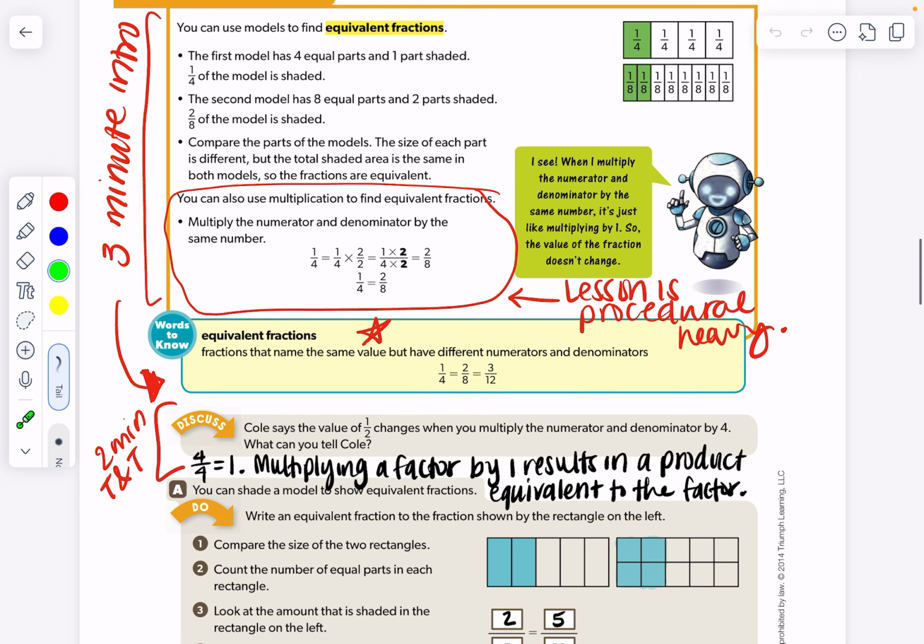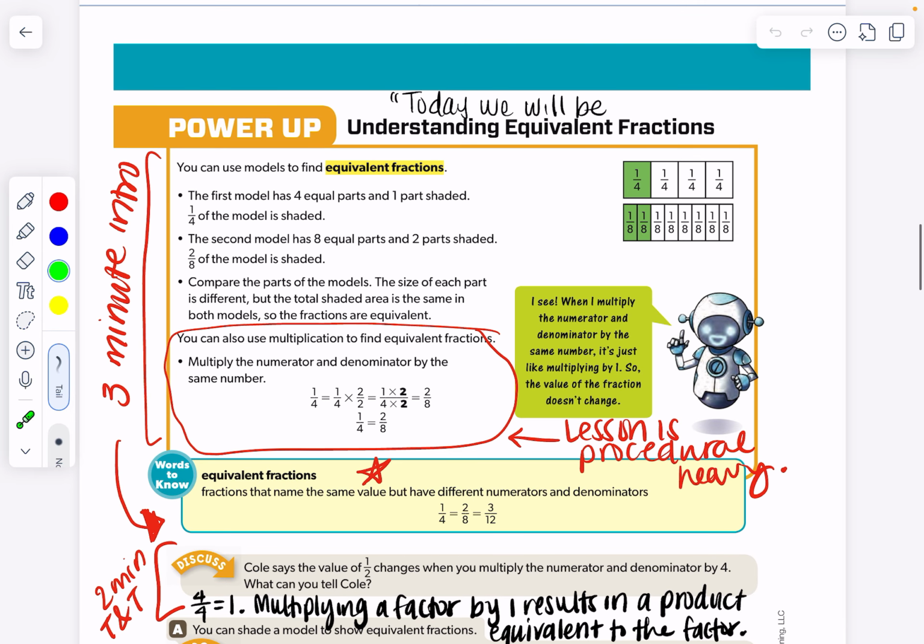So, in order to first understand equivalency, we have to provide students with the definition, which is fractions that name the same value but have different numerators and denominators. So, 1/4 is the same as 3/12. I know some educators like to use the concept of pizza to explain equivalency.